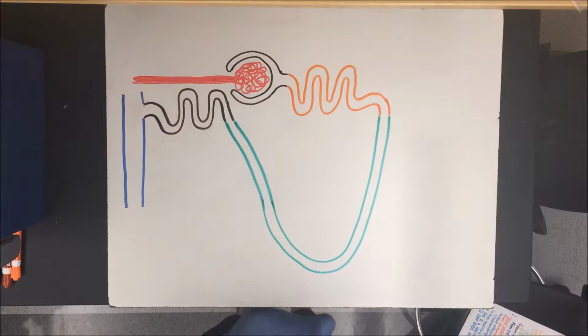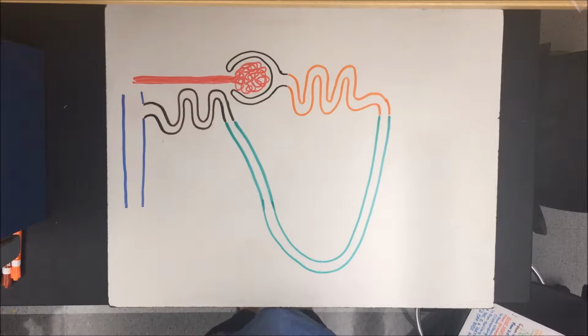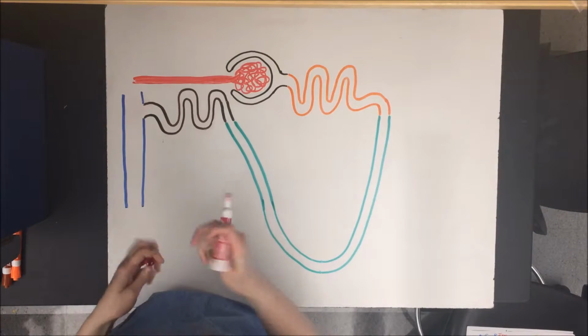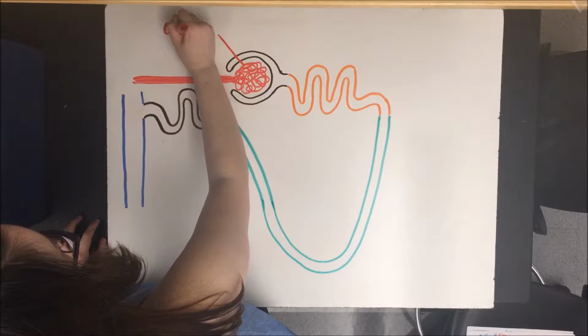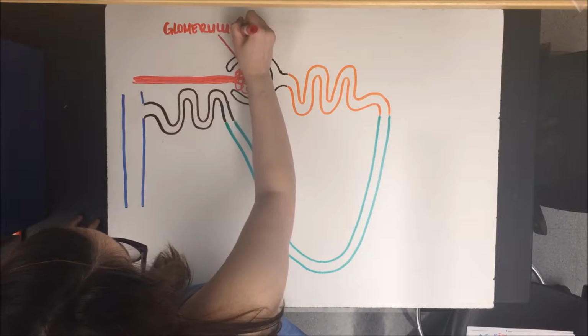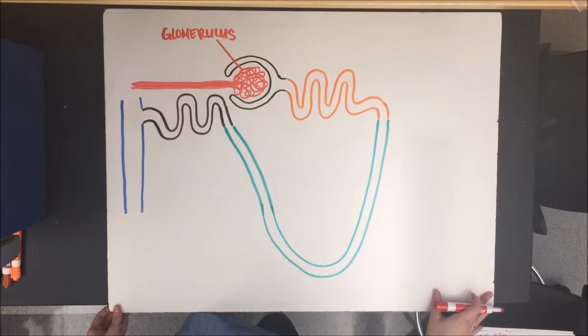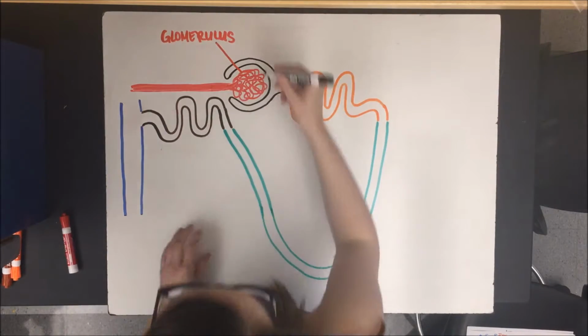Okay, now let's take a look at the actual nephron, which could be described as the functional unit of a kidney, meaning it's the smallest piece that does the function of the larger organ. So to get started, let's talk about the renal corpuscle, which is composed of two structures. So first we have the glomerulus, and then next we have Bowman's capsule.